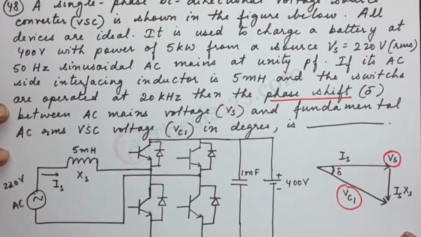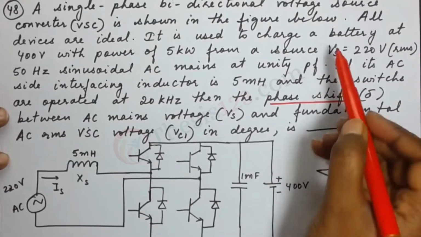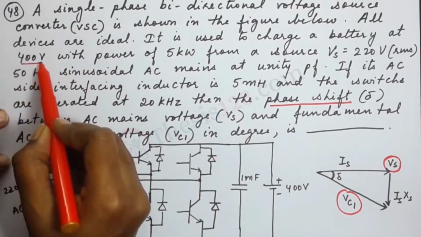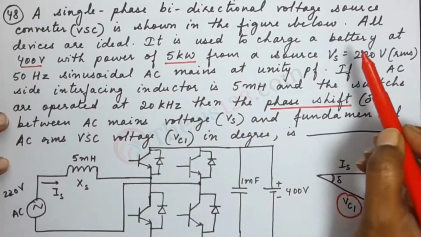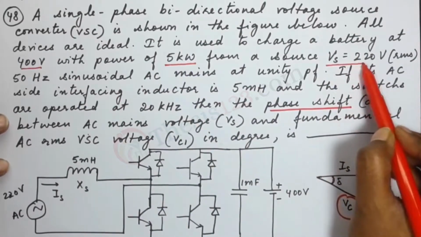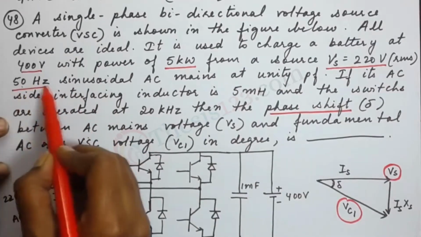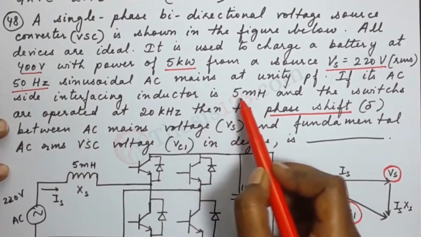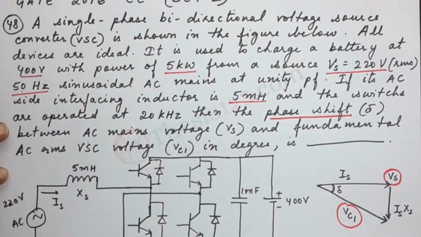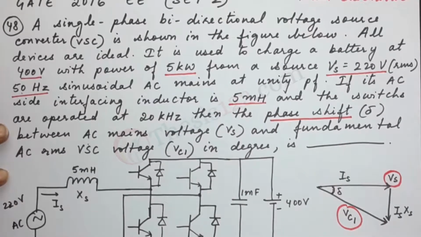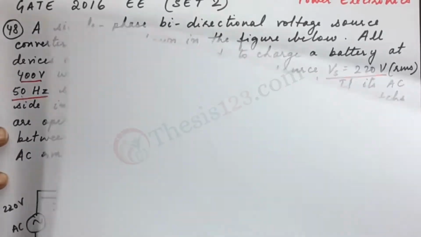Now in order to do that, let's write down all the given information first. We have been given the charge of the battery at 400 volts, the power utilized at 5 kilowatts, the source RMS voltage at 220 volts, 50 Hz, and the inductor value is given as 5 millihenry. Okay, so I believe this is all that we require. Let me just get another sheet of paper and we'll write it down.